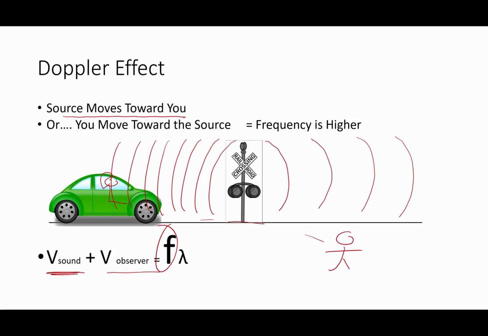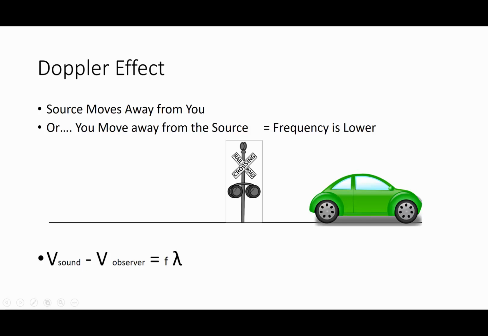So the velocity of the sound waves plus the velocity of the observer is going to make the frequency higher than normal. And it doesn't matter if you're moving towards the source or if the source happens to be moving towards you. Now, what about the opposite situation?